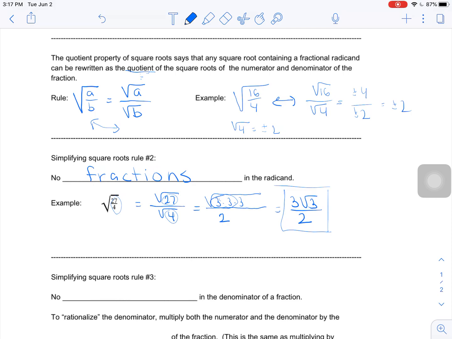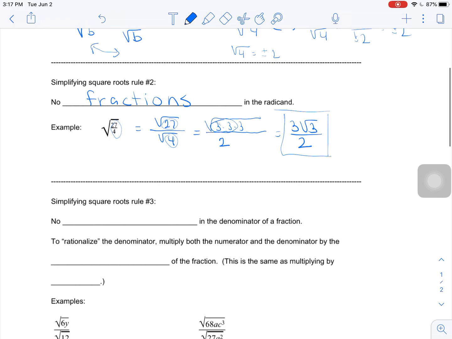Now there is one other rule while we're talking about fractions. And on this example problem, it intentionally worked out so that we wouldn't have an issue with it, but it doesn't always work out that way. So rule number 3, no radicals in the denominator of a fraction.